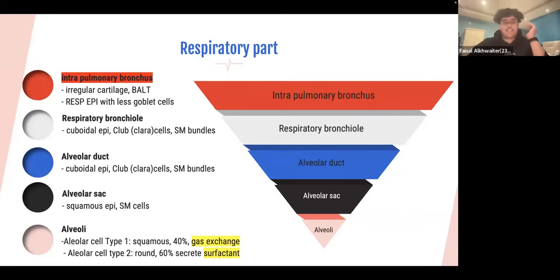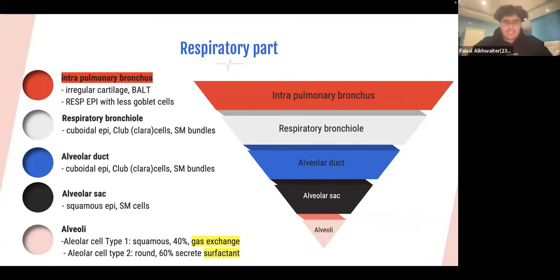You're going to start seeing some changes in structure, starting from the respiratory bronchiole. The epithelium is going to change from the respiratory epithelium to more cuboidal, then squamous. Then you only have alveolar cells. You're going to see a decrease in the amount of cartilage, and then you won't see cartilage anymore. You won't see goblet cells. They'll be replaced by something called club cells or Clara cells. They won't be secreting mucus anymore. They'll be secreting something else called surfactant.